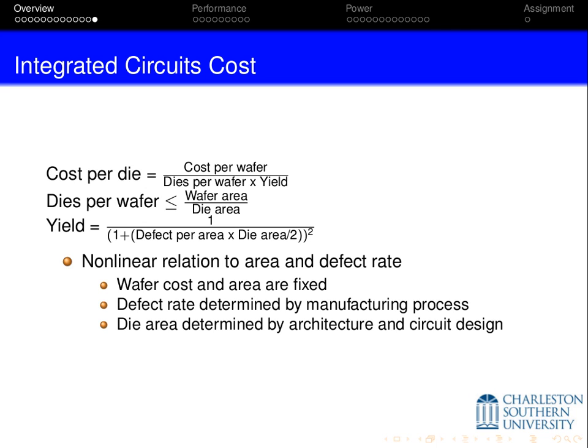So the smaller the chip, the higher your yield, and the lower your defect per area, the higher your yield. And of course, it makes sense that your cost per die would go down.